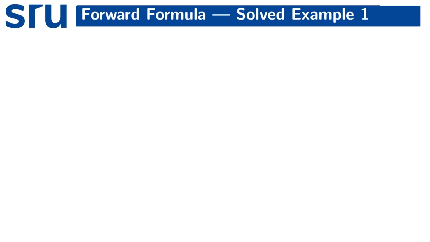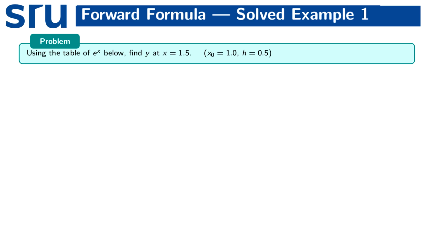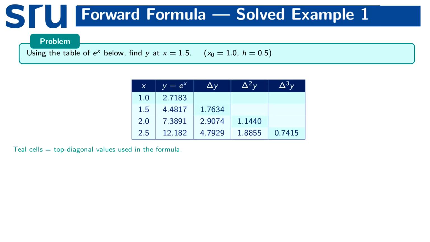Now we are going to solve a practical problem using Newton's forward interpolation formula. We are given a table of values for the function y = e^x, and we are asked to find the value of y at the point x = 1.5. Also we are given that x_0, the initial value of x, is 1.0, and the step size h equals 0.5.